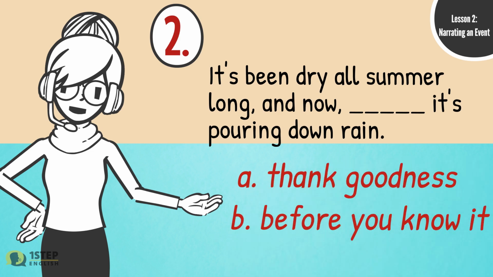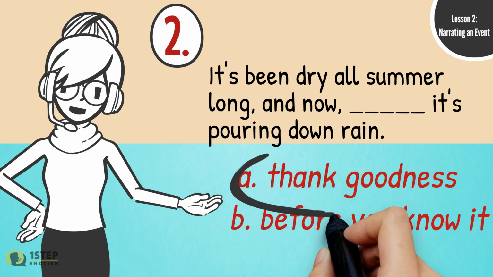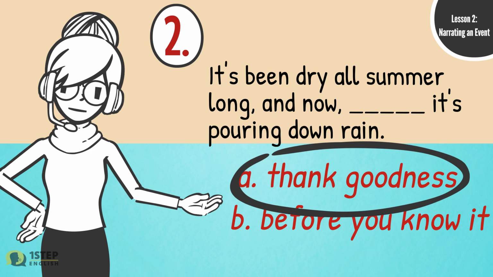Two. It's been dry all summer long, and now, blank, it's pouring down rain. A. Thank goodness. B. Before you know it. The correct answer is letter A. Thank goodness it's pouring down rain.